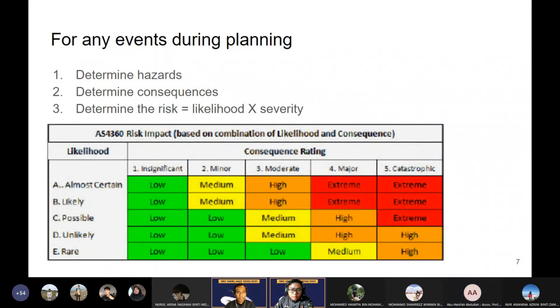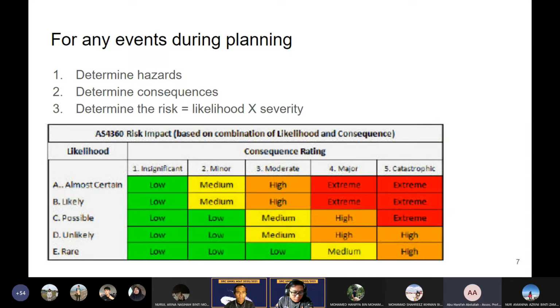On the matrix they put numbers, meaning rare is 1, unlikely is 2, possible is 3, likely is 4, almost certain is 5. So the most extreme one, if you say catastrophic and almost certain, you get into the risk. Then it's 25 and you can see the extreme is red.